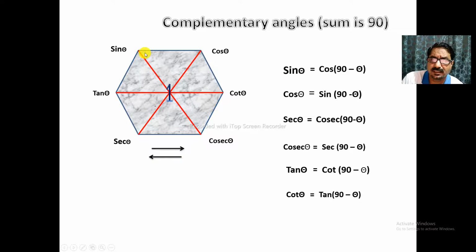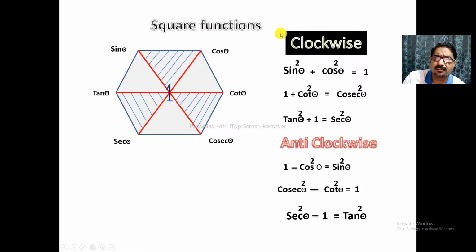See, sine theta can be cos of 90 minus theta, since you are taking it as a complementary angle. So whatever the angle you have here, you subtract it from 90 to get the value of sine. Similarly, cos is sine of 90 minus theta, and sec is cosec of 90 minus theta, whatever the angle you have. So on, proceed, and you can get another six more formulas. And then here, the squaring of functions.